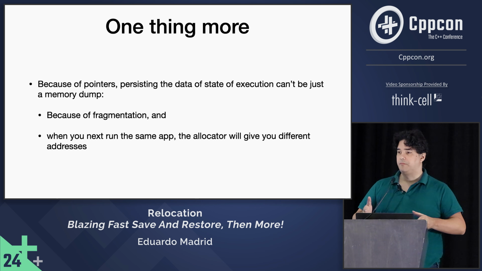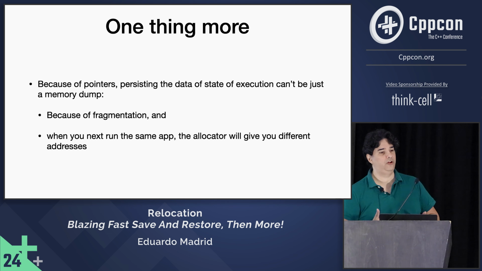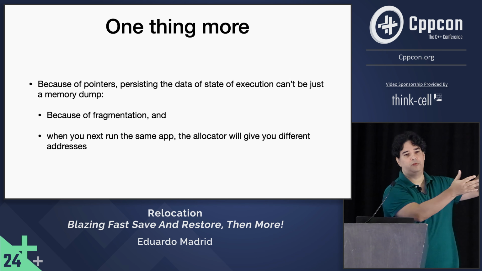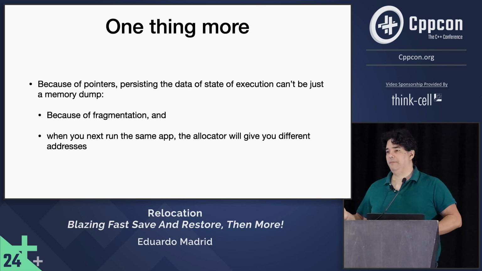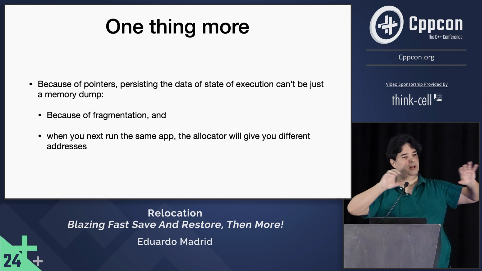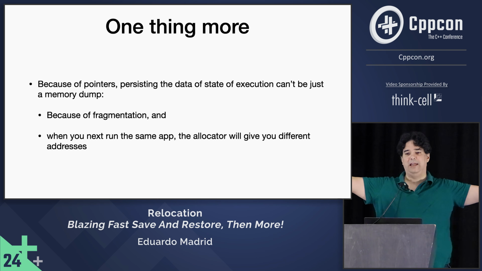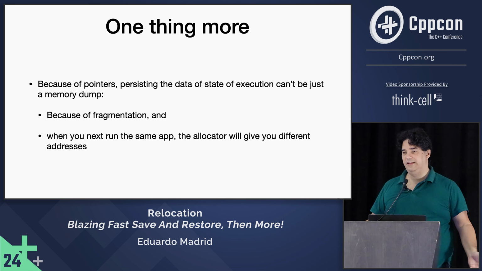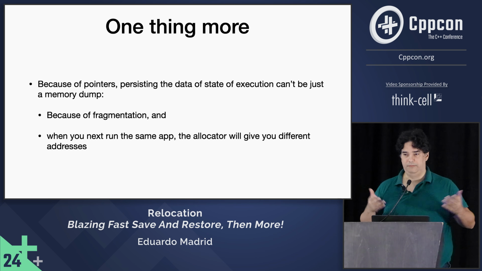Because of pointers, if you want to persist the state of execution of your application, you cannot just do something as simple as a few memory dumps to file. It won't work. Number one, because the allocators give you the locations for the objects spread all over the memory. That's unpredictable, and you will have gigantic holes, so you're not going to persist 4 gigabytes for, let's say, 100 megabytes of actual data in your application. That wouldn't make sense.